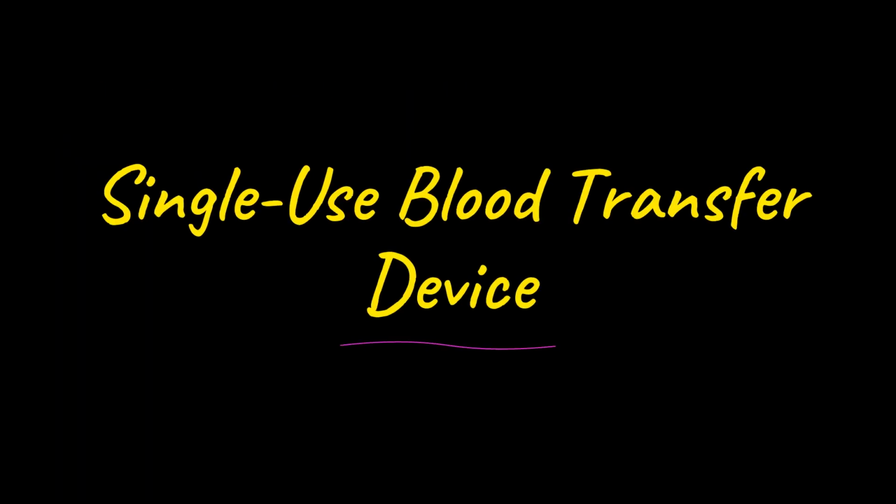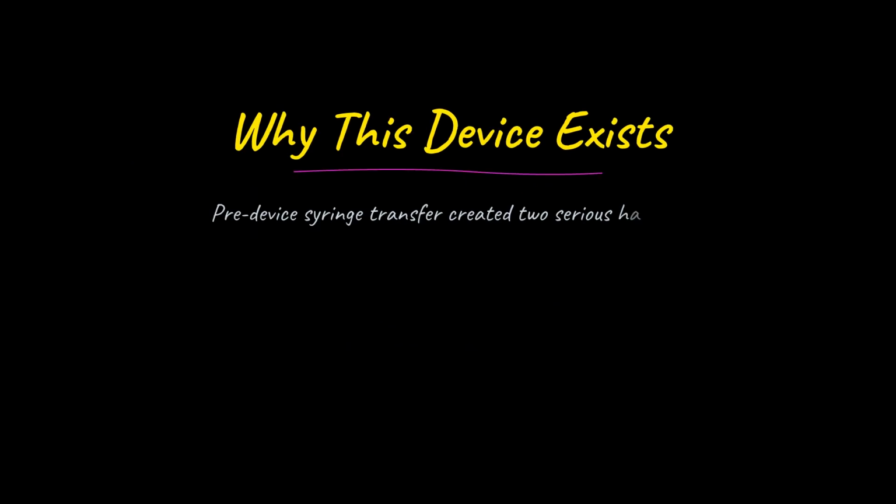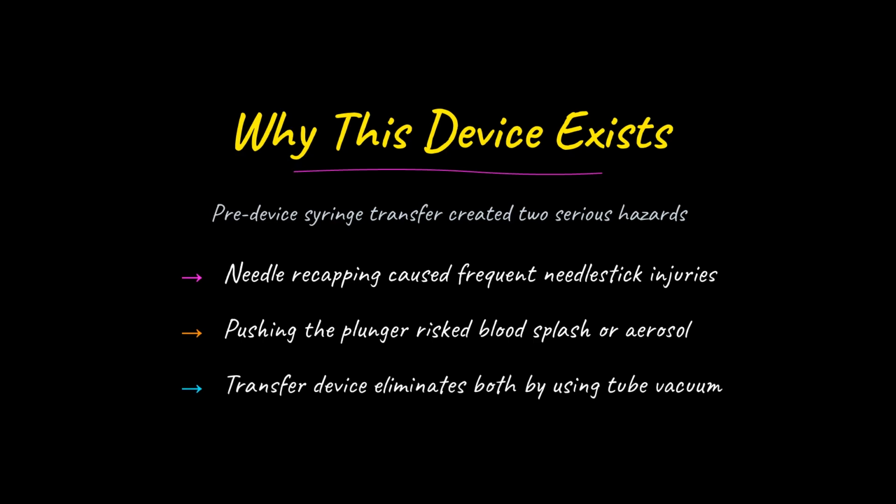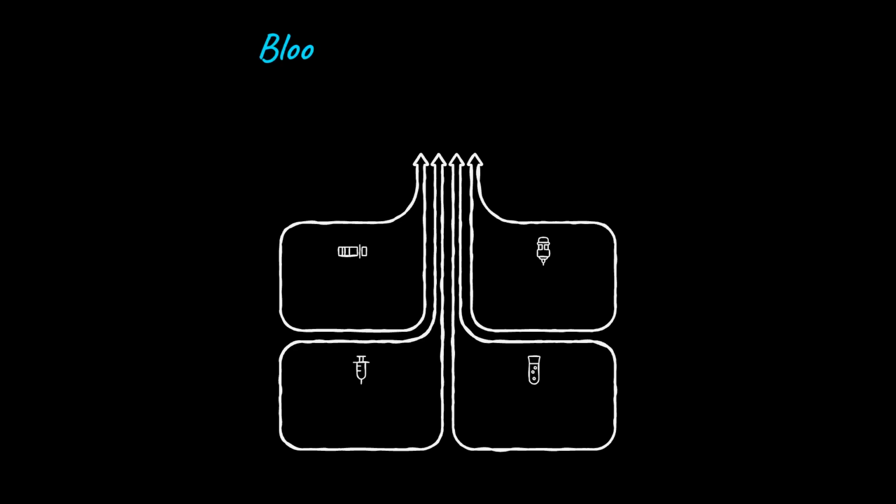After a syringe draw, getting blood safely into evacuated tubes requires a specialized accessory. The single-use blood transfer device was designed specifically to solve the hazards that arose before standardized transfer methods existed. Before transfer devices were standardized, operators would recap or swap needles between steps, generating needle stick injuries at high rates. Pushing blood through a needle into a tube also risks splash exposures. The transfer device eliminates both hazards entirely.